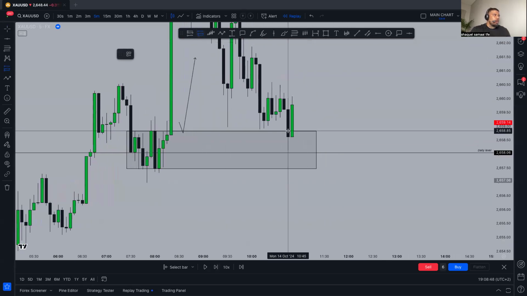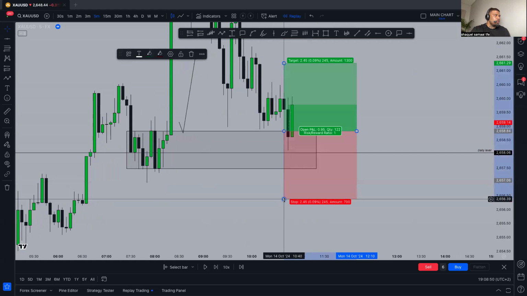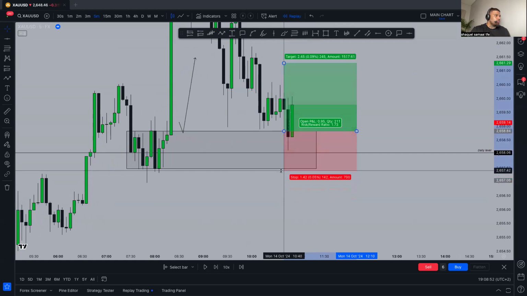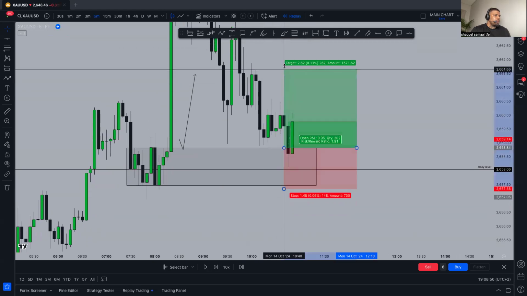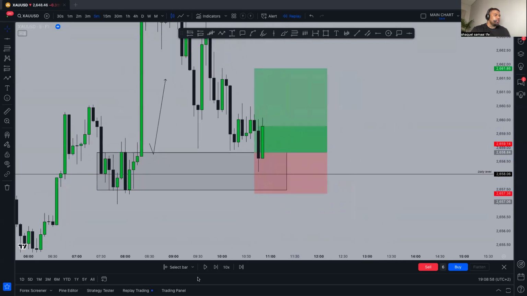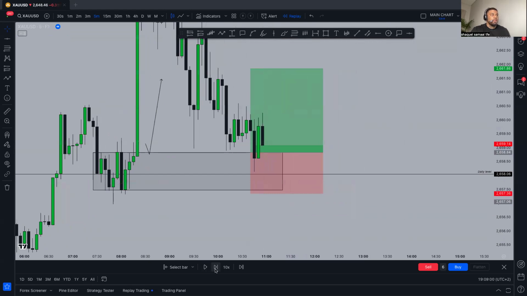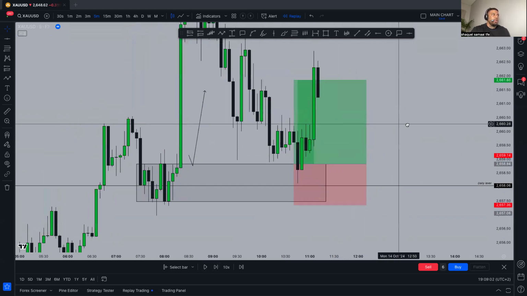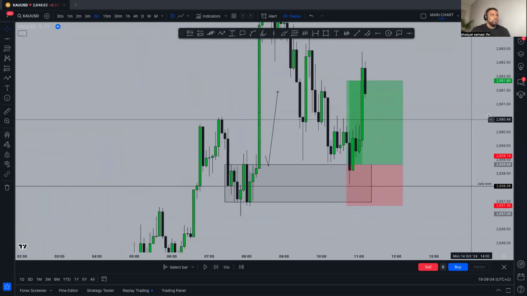So you could have actually had an entry right there. You could have put your stops at the lows, right? Just to be safe. And you could have taken it for 1 or 2. So this could have been a trade actually, right? You could have looked for a trade like this, and you could have been in a clean trade for 1:2.